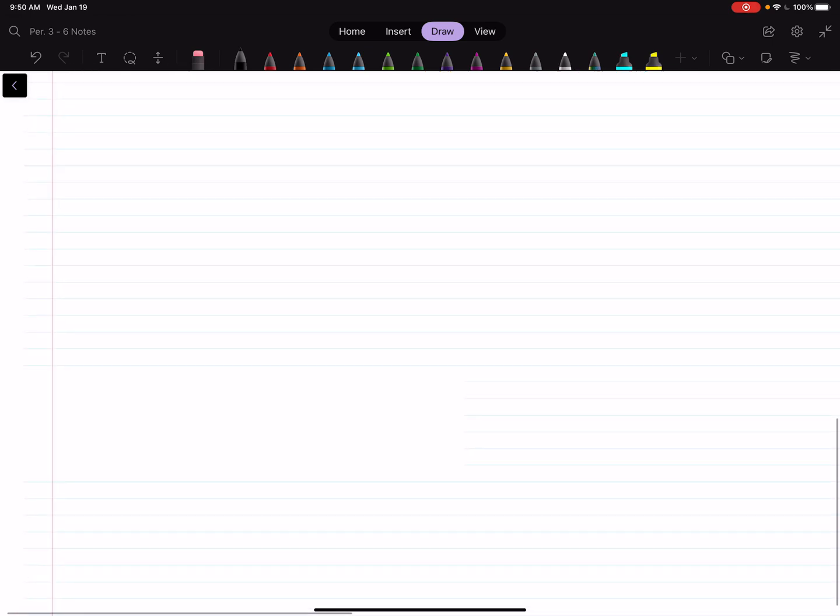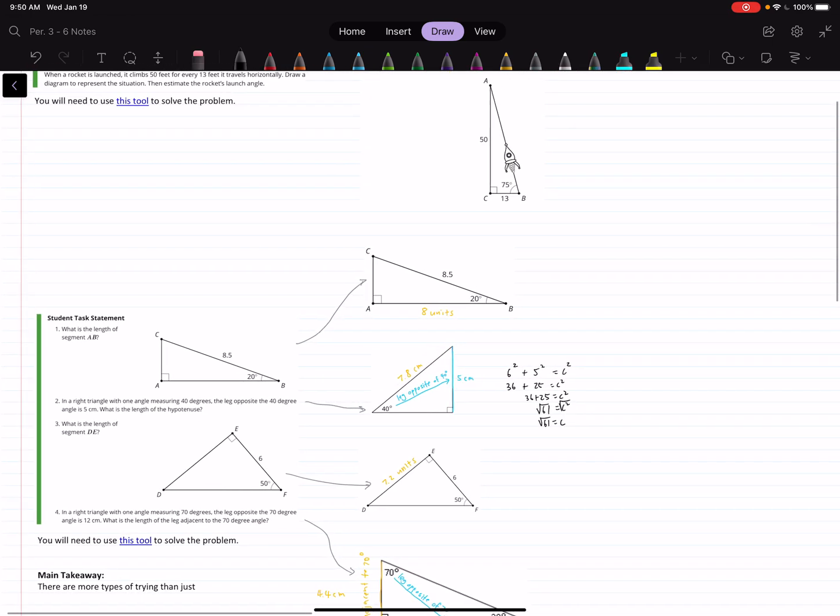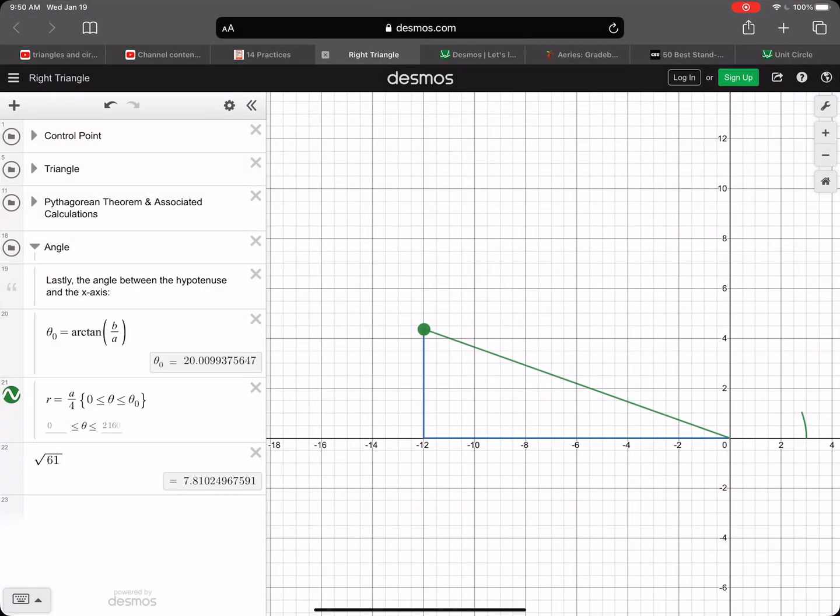So basically the main takeaway for this is that as long as you know the angle and you know one side, you can find all the other angles and all the other sides using this tool. So whatever angle you're given, one angle and one side, using this tool, you can find any measure, length or angle wise here.